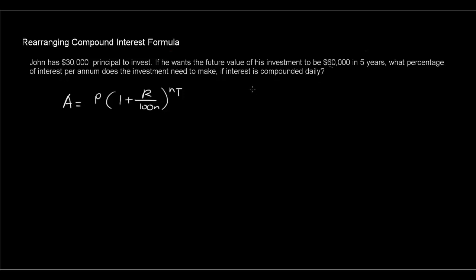So basically it's saying that you have $30,000. If you want it to become $60,000 in 5 years, what percentage of interest does the bank need to offer you, or however you invested the money? So we have the 5 variables: A, P, R, N, and T. A is given to us, 60,000. This part here is A. The P is 30,000.